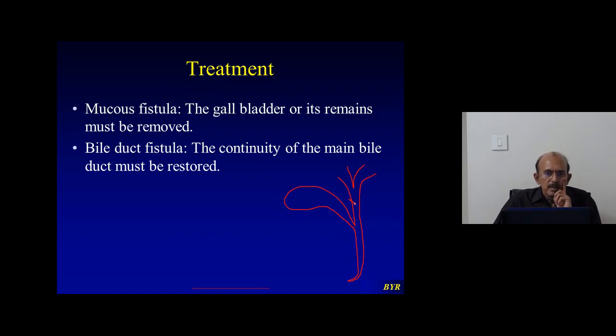For example, there is a leak from this place. What do you do? If there is a leak here, you have to restore the continuity by doing ERCP and stenting the bile duct. If it is not possible, then you have to do hepaticojejunostomy. As I said, you have to do hepaticojejunostomy.